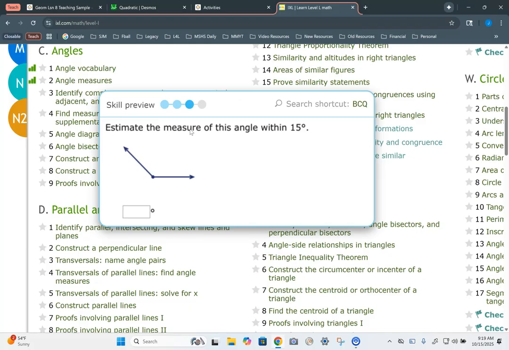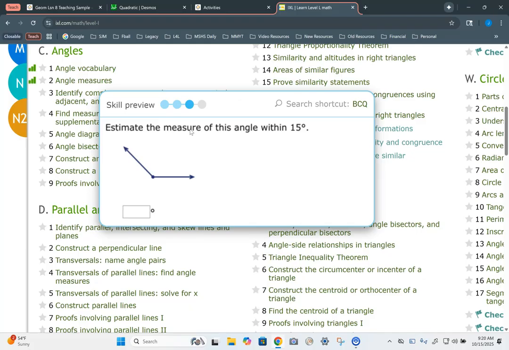100? 130? What's that? 105? Okay, all right, so this is what you're doing. You're taking a guess at this, okay? And here's the goal. The goal is for you to get within a margin of error of 15 degrees on one side or the other, right?